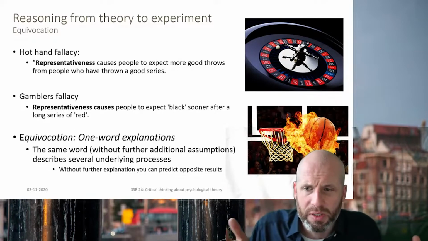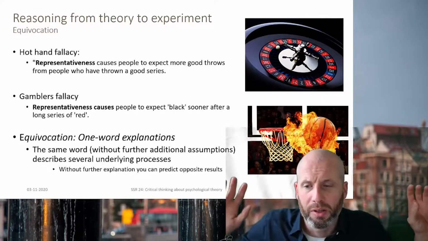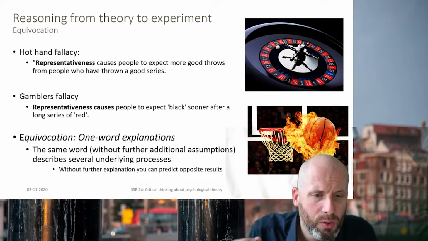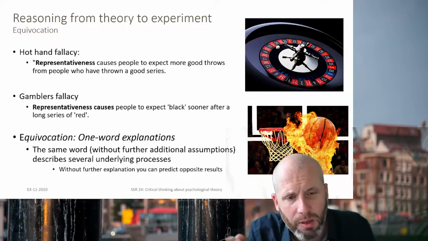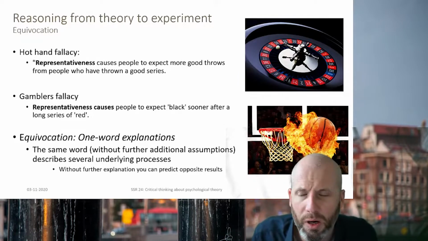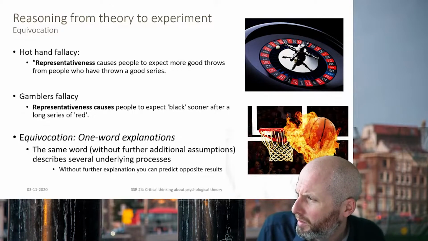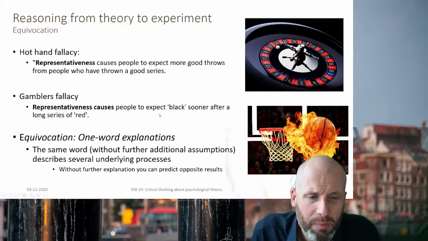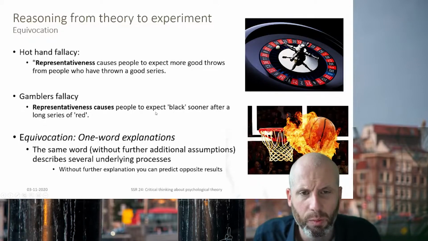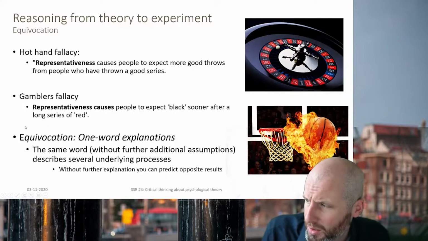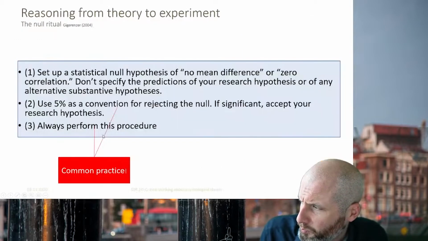You can be more specific about it, as I was in the first block, and say because of representativeness, we view certain outcomes to be more representative. But it shows you that on the basis of the same one-word explanation, it can lead to opposing predictions. And that's why reasoning about your theory using one-word explanations is a form of equivocation. You're basically being very vague about what to expect, and we can expect opposing results. So you can question to what degree this actually constitutes a test of your theory.